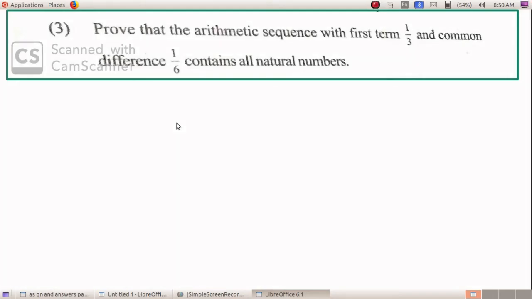Here is the third question. The first term of an arithmetic sequence is 1 by 3 and the common difference is 1 by 6. You need to prove that all natural numbers come in this sequence.